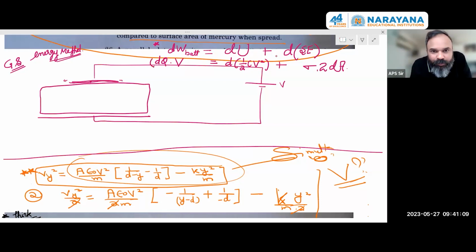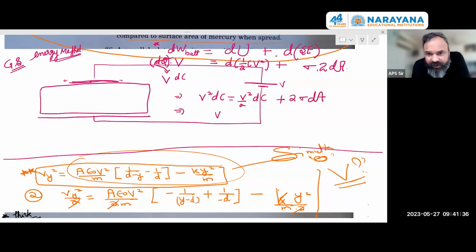Now comes this point that I could have written this as, because he is keeping voltage to be nearly constant. He's varying it at a very slow rate. So for that differential step, I could have written this as V dC. Now my life is simple. Like I could have said V square dC in that differential step. This is V square by 2 dC plus 2 sigma dA. And this becomes V square dC by 2 is 2 sigma dA.